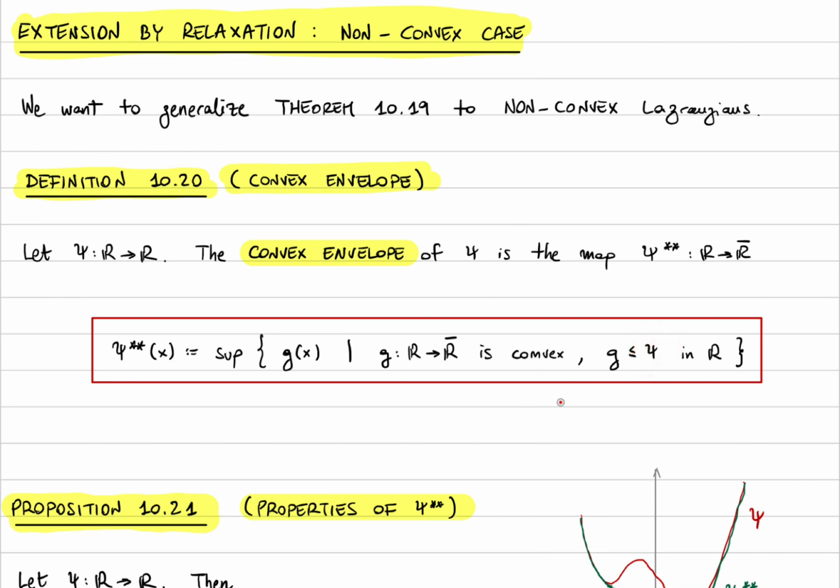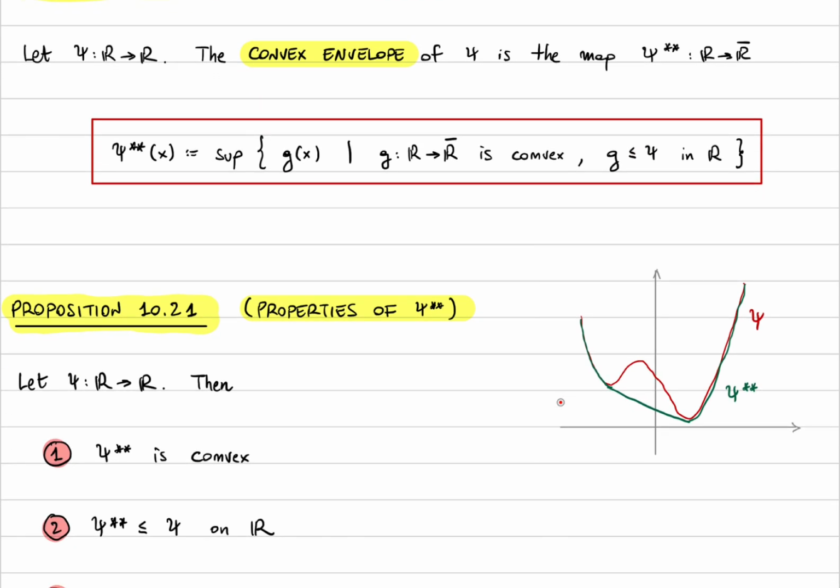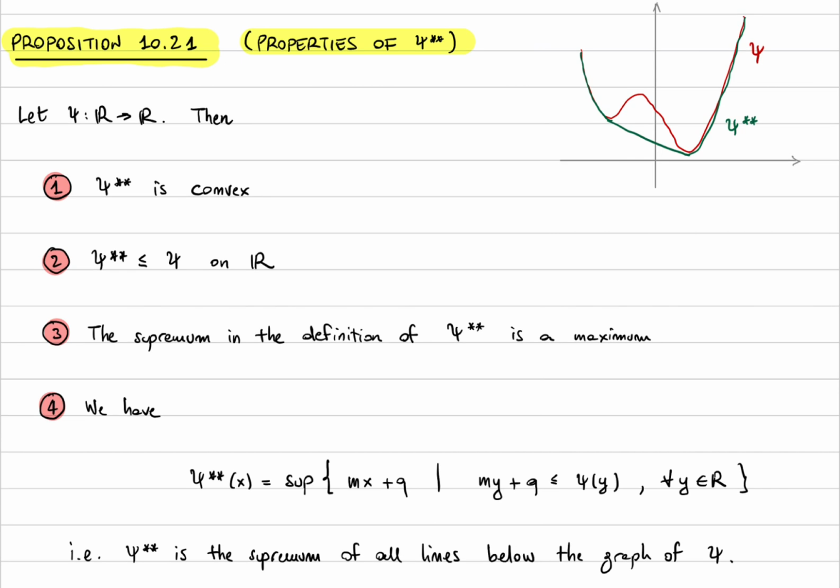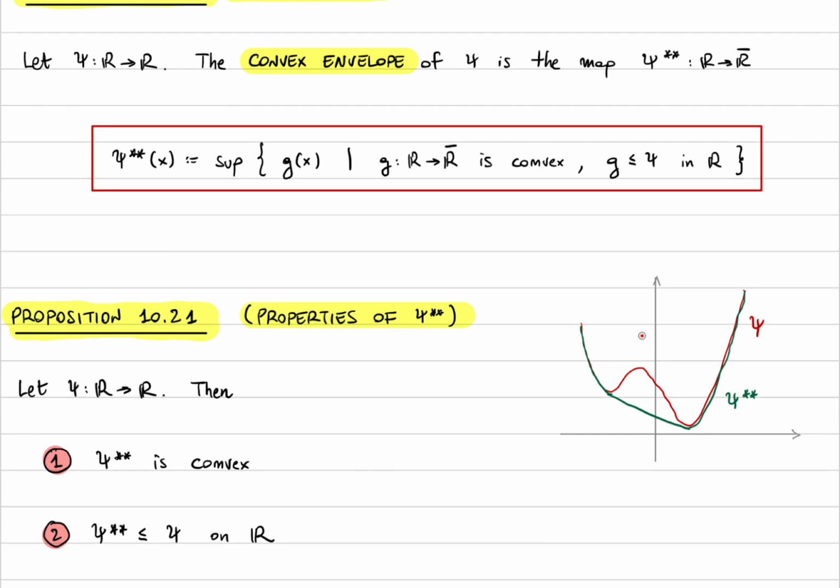Okay, so let's see some properties of psi star star in proposition 10.21. So given psi from R to R, then we have that number one, psi star star is convex. So the convex relaxation is convex. Number two, psi star star lies below psi in the whole R. And number three, the supremum in the definition of psi star star is actually a maximum. As a reminder, I defined psi star star with a supremum, but it can be seen that the supremum is a maximum.